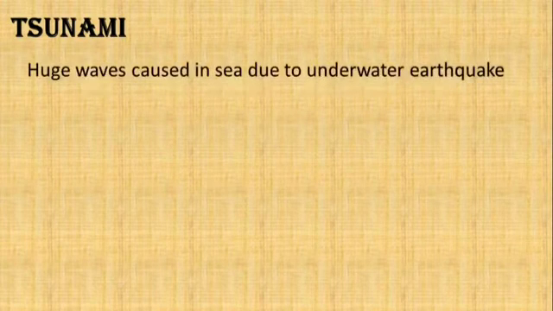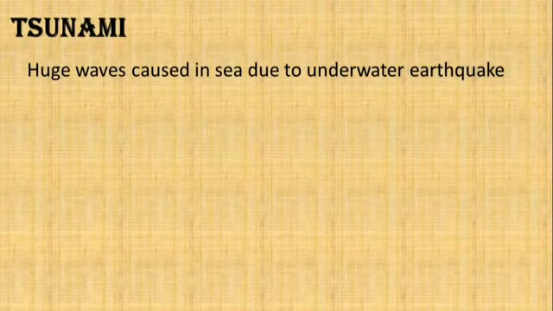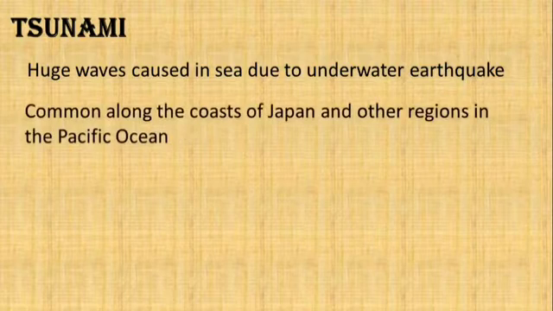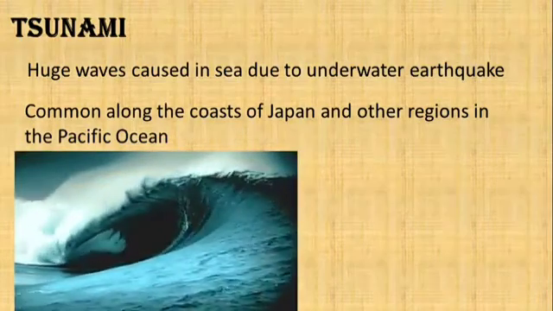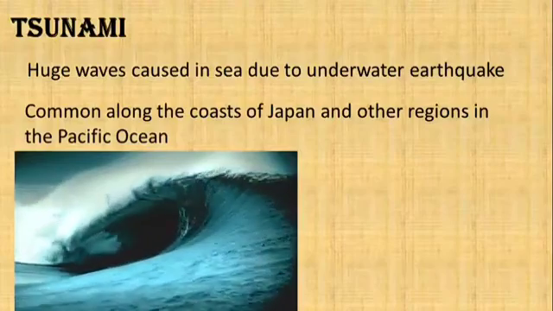Now let's see about tsunami. An earthquake which originates below or near the sea causes greater disturbance in water. Sometimes huge waves are caused in the sea. Such waves are called tsunami waves, which is a Japanese word. Tsunamis are most common along the coasts of Japan and other regions of the Pacific Ocean. The tsunami wave may look like this. Sometimes it may even rise up to 10 feet.